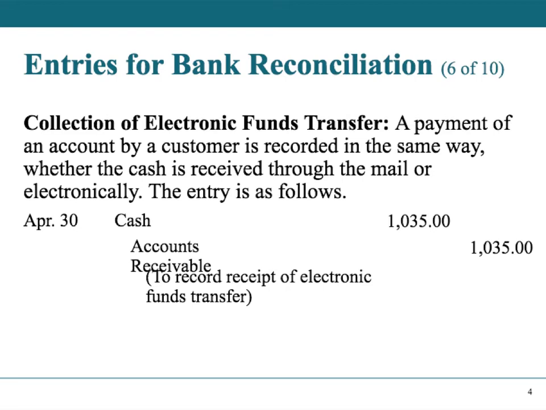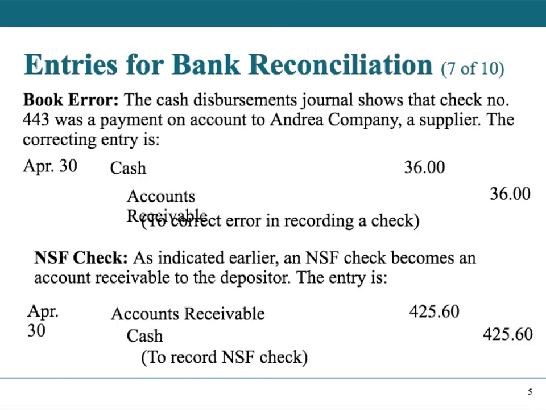So for the electronic funds transfer, we got cash. Remember I said it will be a debit. And then it was a collection from a customer. That's why we had to credit accounts receivable to record that transfer. Okay. How about the book error? Remember, the check was correct, but we did mess it up when we were recording it in the cash disbursement ledger. As a result, we have to add back or debit $36 in cash and reduce our accounts receivable.